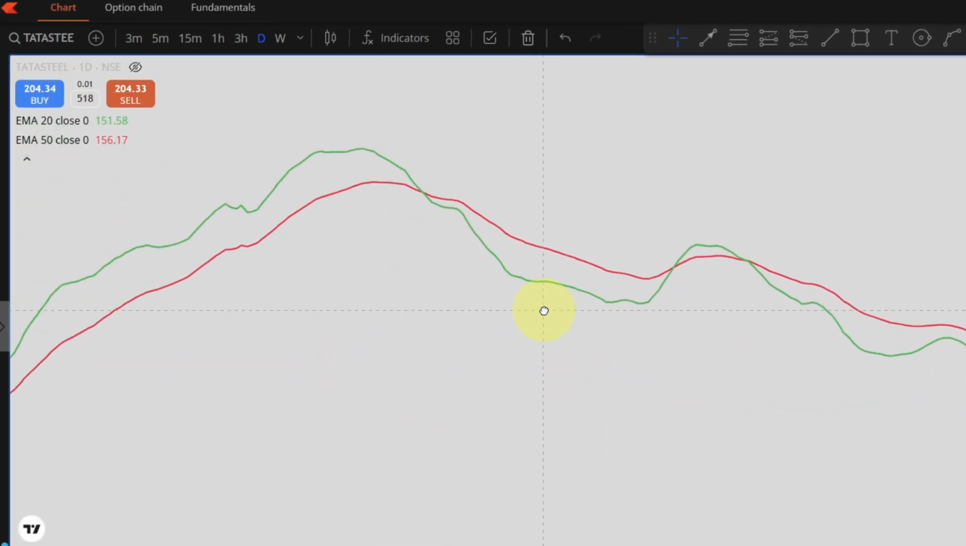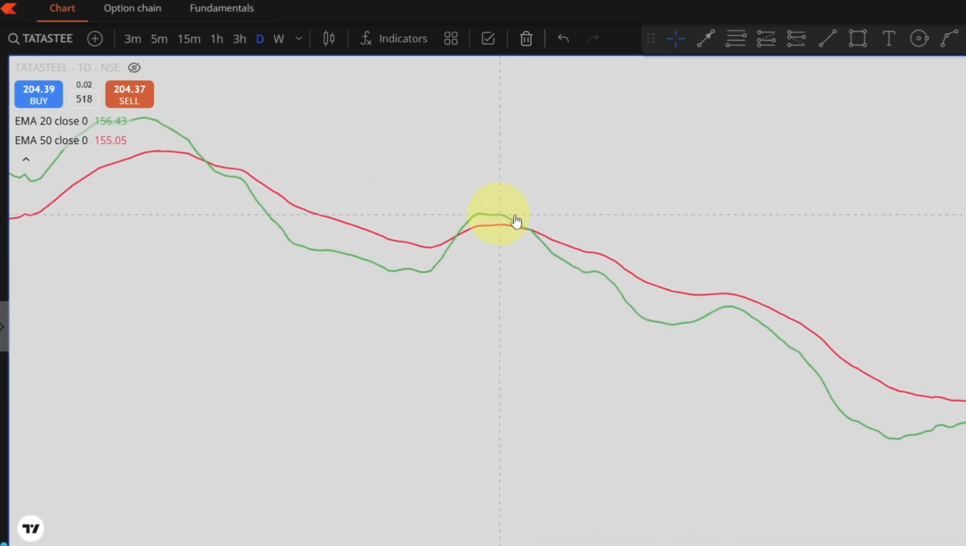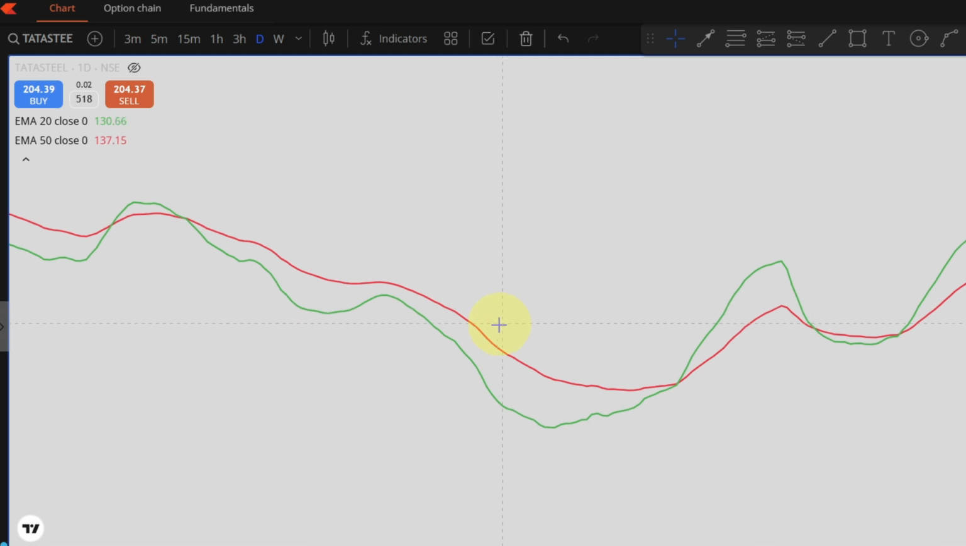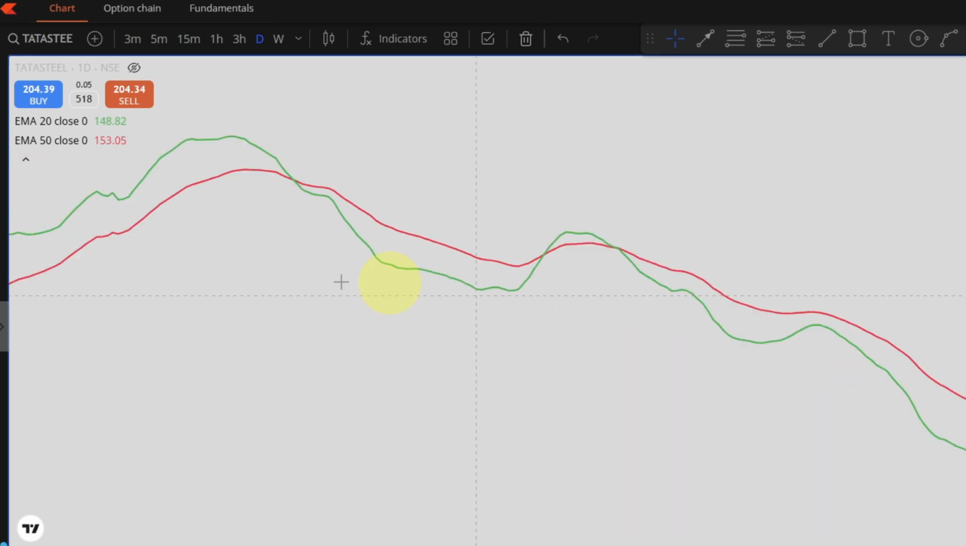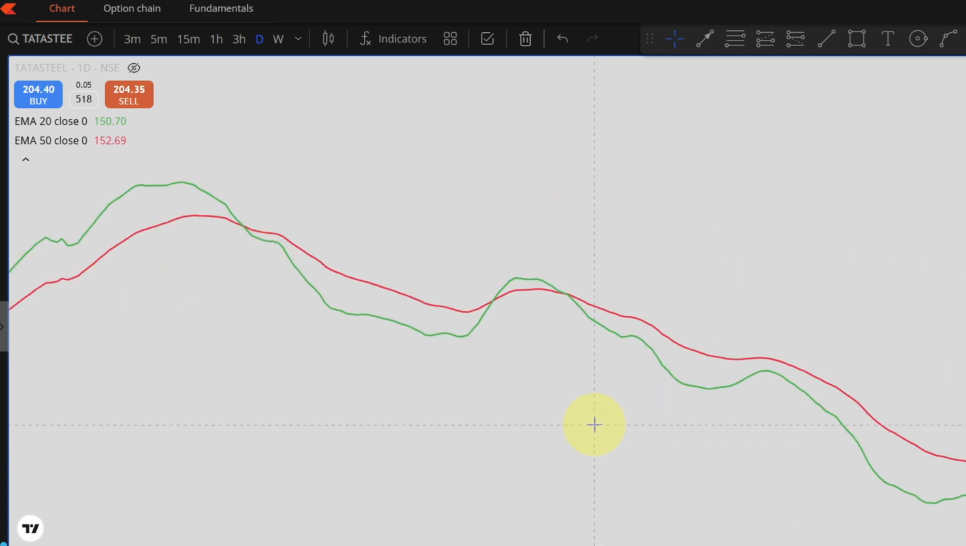Now, as you can see, whenever the green line crosses and goes below the red line, there is a bearish trend. Both EMAs are going downwards. And whenever the fastest EMA, in this case the 20 EMA, is crossing and going above the slow EMA, meaning the 50 EMA, there is an uptrend. You can clearly see whenever the crossover is happening, there is a clean trend shift. So this is going to be our part of the strategy. So we got our idea.